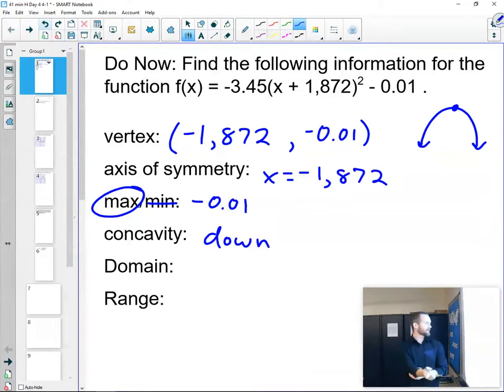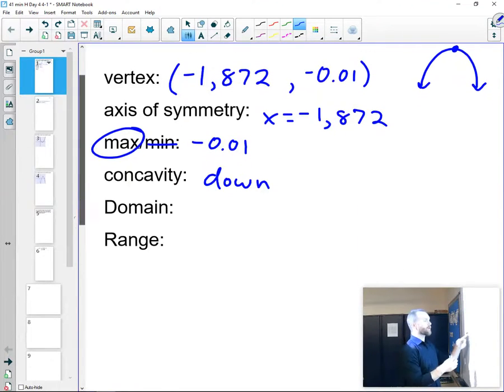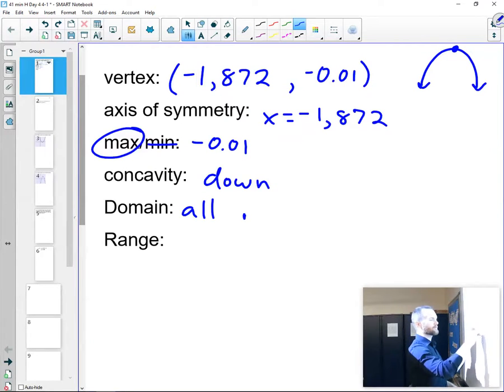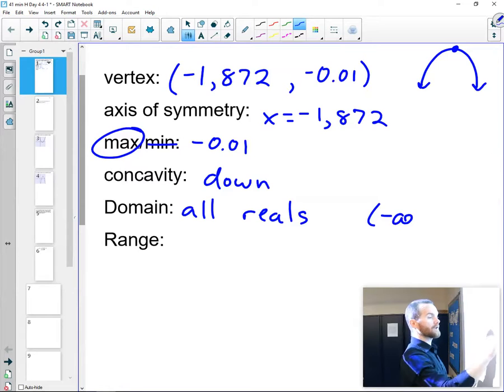All right, now we just need the domain and range. We know the domain of all quadratics is all real numbers, so we can put all reals. If you prefer set notation, that looks like this, from negative infinity to positive infinity. It's not a great infinity, but whatever.